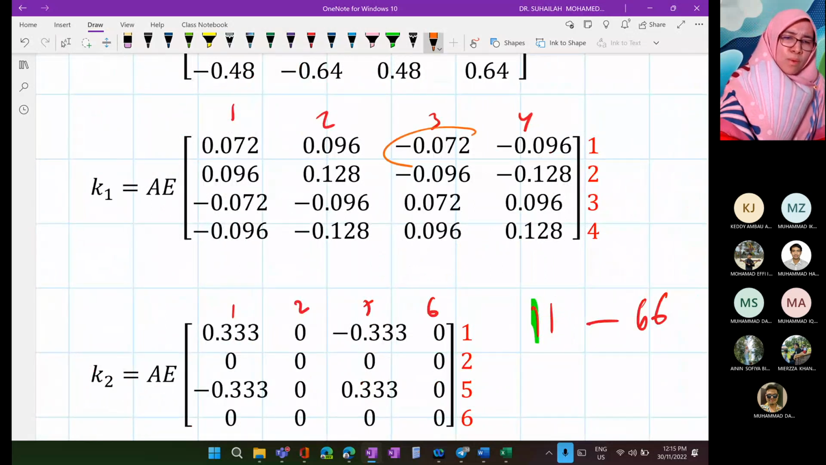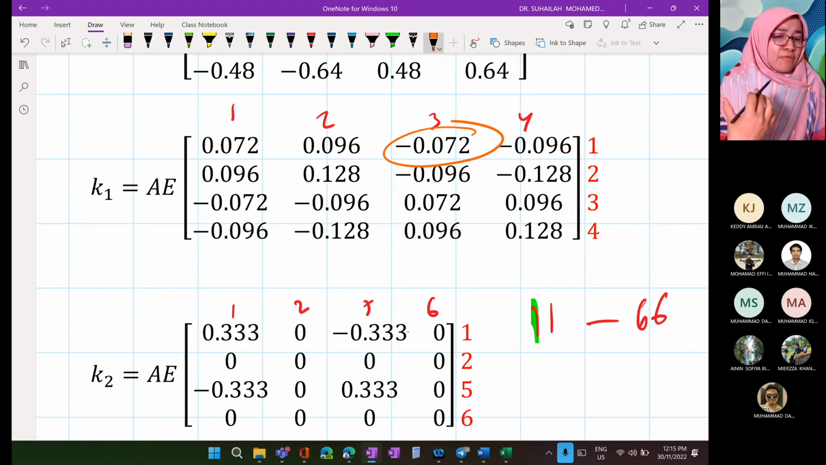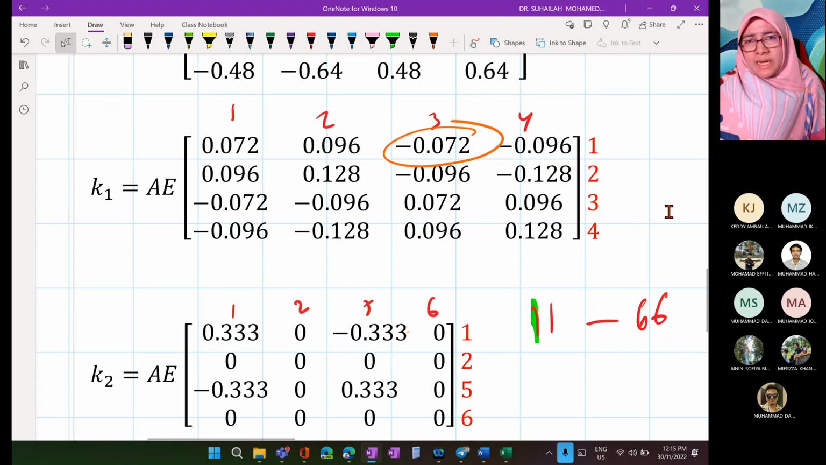This is the value for 1, 3. We don't find 1, 3 in K2. We only have 1, 3 in K1. So that is the answer. Don't take it so long because you have another long journey to do. This is just the first part of the analysis.